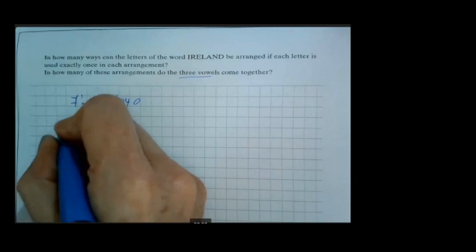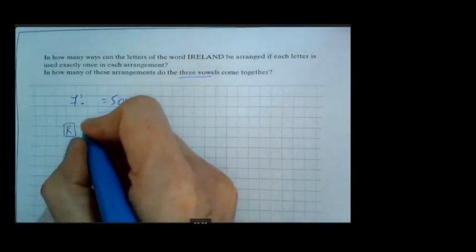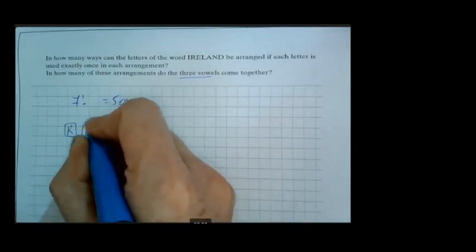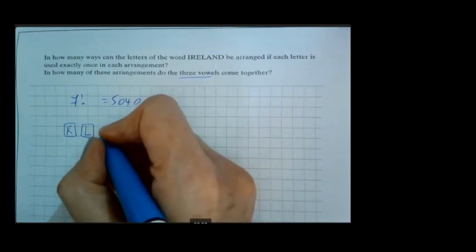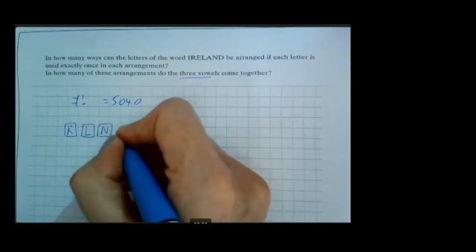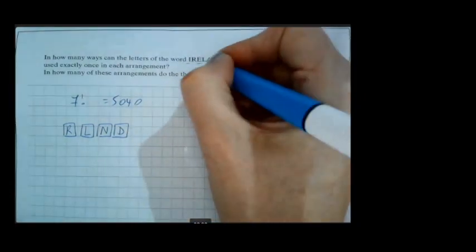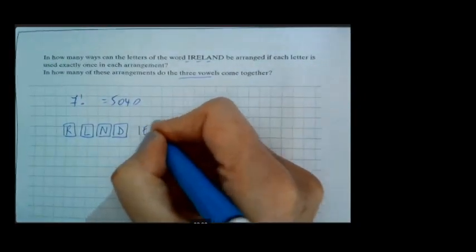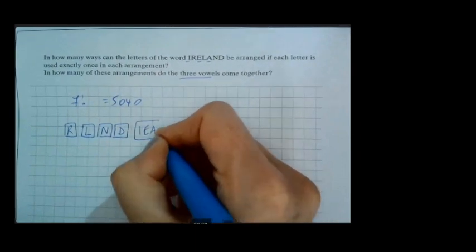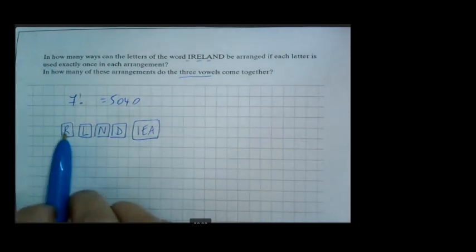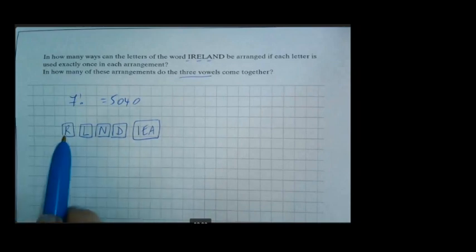I've got R, L, N, D, and the vowels I, E, and A must be together. So I'm going to put them all together on one tile. Okay, now, how many tiles have I got to move around or to arrange?